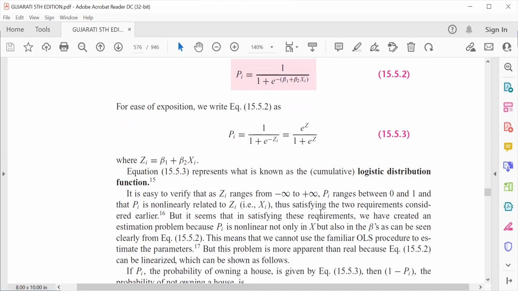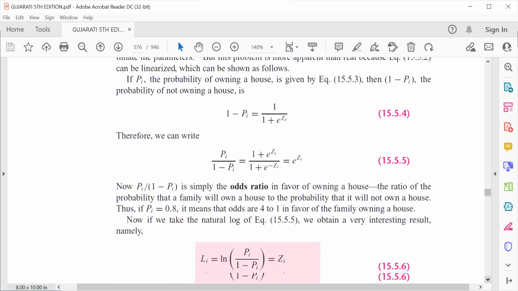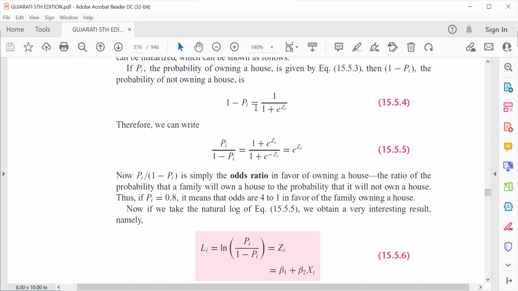But it seems that in satisfying this requirement, we have created an estimation problem, because Pi is non-linear in X and also in the parameters. This means that we cannot use OLS directly to estimate this model. Now we have here 1 minus Pi. This means the family doesn't have a house. Equation 15.54, and we have equation 15.55.